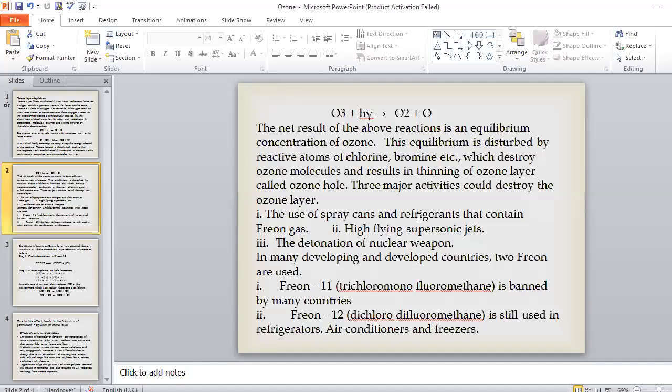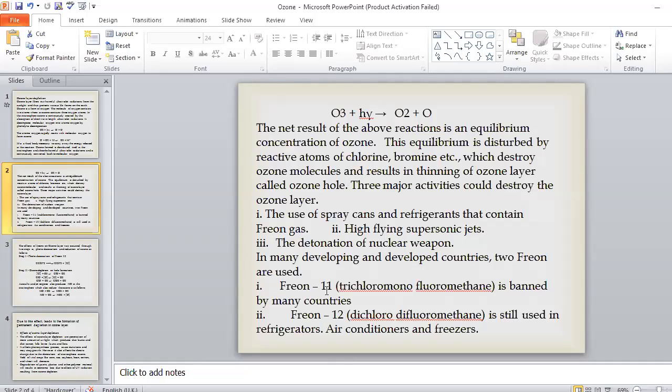These are the activities that destroy the ozone layer. One is the spray cans that we are using, and the second is the refrigerant gases that are used. One more is the supersonic jets flying in the sky, which also contribute to the depletion of the ozone layer. Apart from that, one more thing is the detonation of nuclear weapons, which will also destroy this ozone layer.